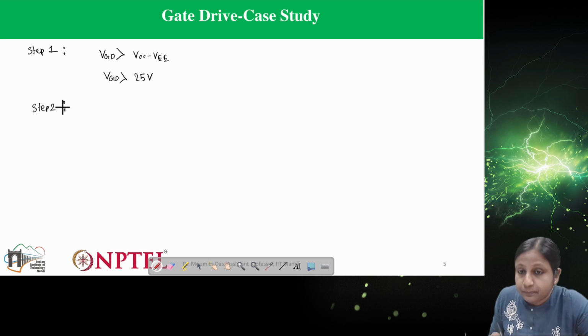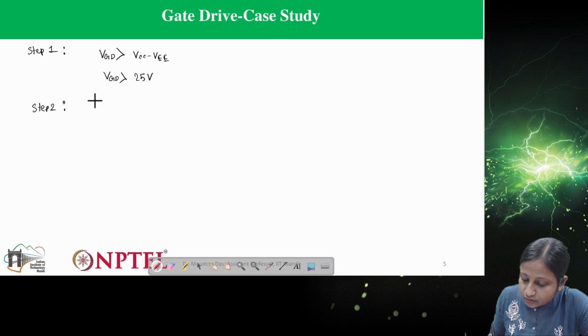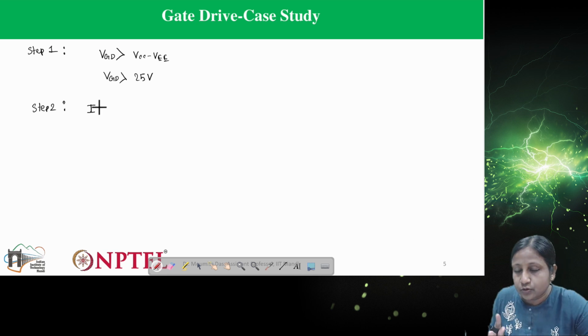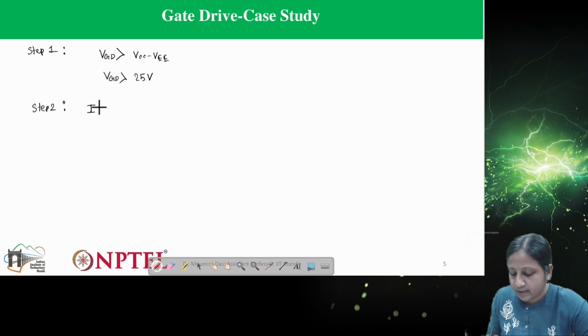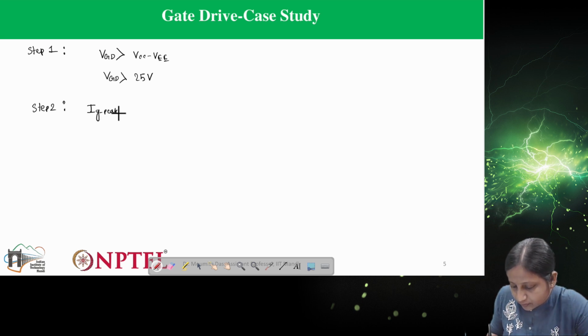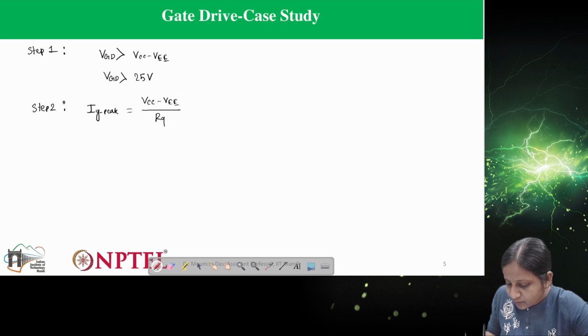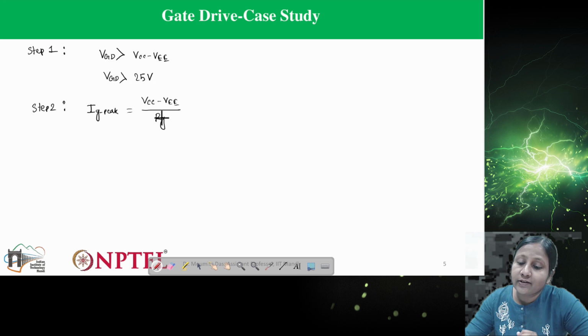is the peak current. So this is another important part in the gate drive. So the two main important components of the gate drive are the voltage rating and the peak current which it can provide. The peak current which it can provide, that we have already seen, can be calculated from this divided by Rg. Now Rg is the gate resistance.